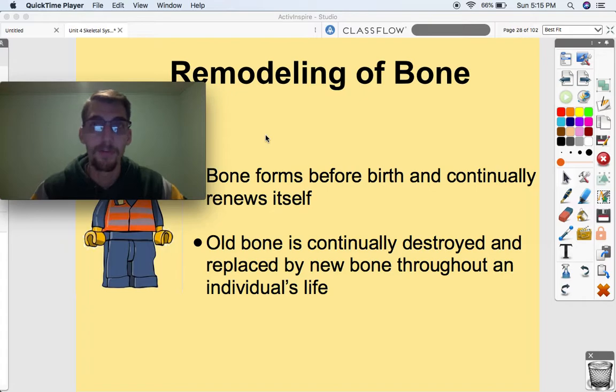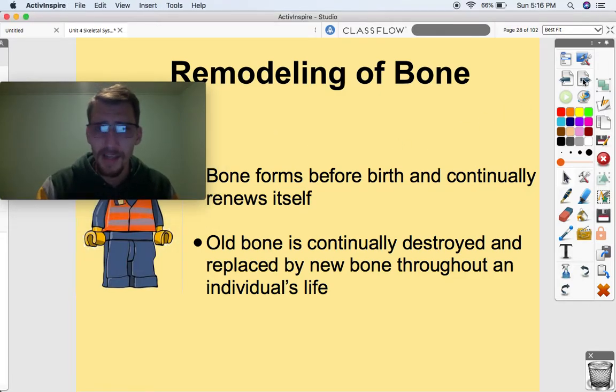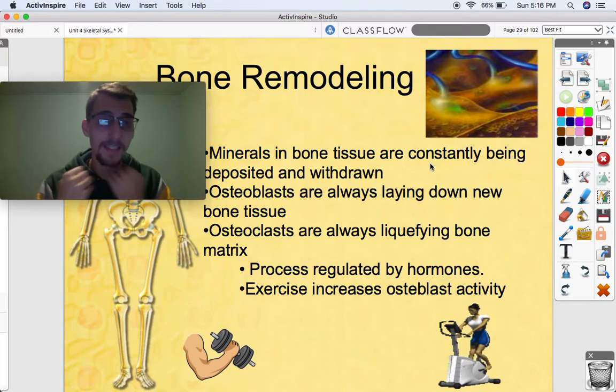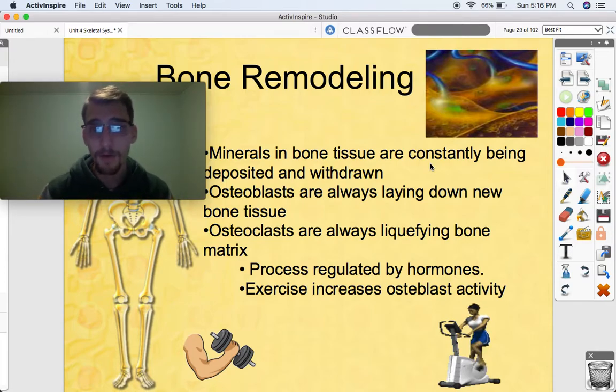So I use the metaphor of, like, if you're redoing your house, right, you gotta demo the old stuff and then you build the new stuff, right? So that's kind of how bones work. That's kind of a crappy metaphor, but you get the idea. You got to break down the old stuff before you bring in the new stuff, and that's called remodeling, just like you remodel a house, right? So osteoclasts and osteoblasts actually have to work together in order for us to have these new skeletons, and in order for our bone density to stay strong. So minerals in bone tissue are constantly being deposited and withdrawn.